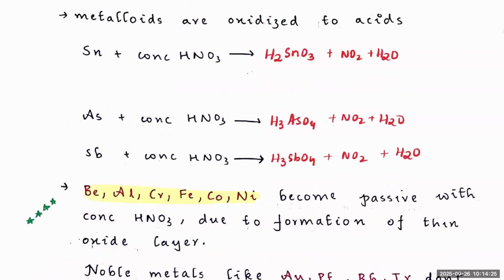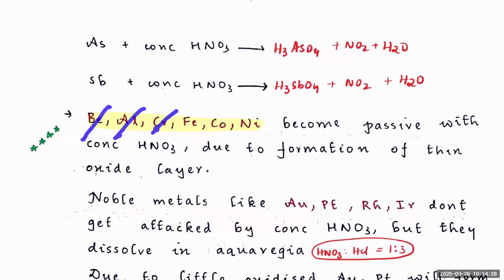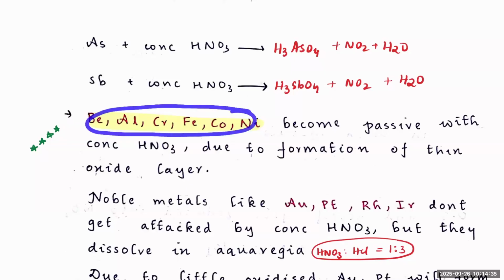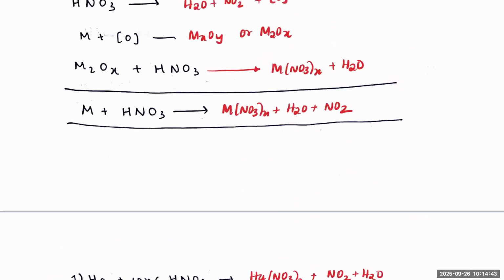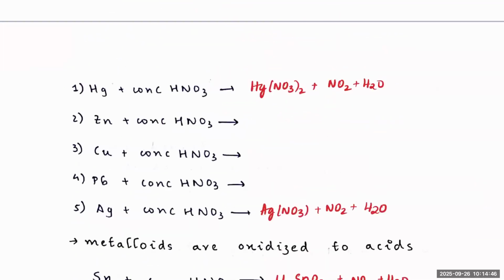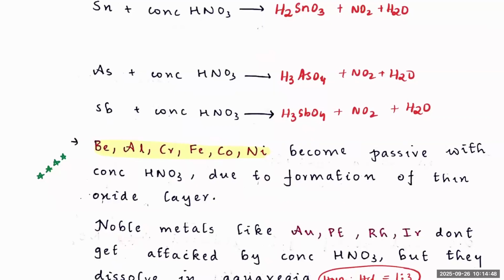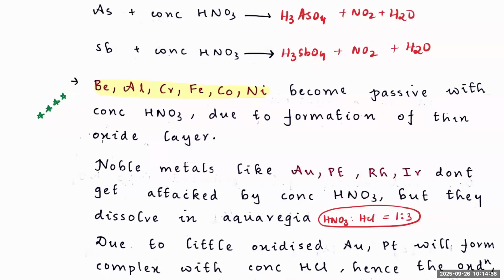And thirdly, metals like beryllium, aluminum, chromium, iron, cobalt, nickel. Now see the problem here. All of them will do the same reaction, but because they first form an oxide, see the mechanism? Once they become an oxide, they will lose access to the remaining metal, because it forms a strong oxide layer on the surface. So they become passive, and the reaction becomes passive after that.